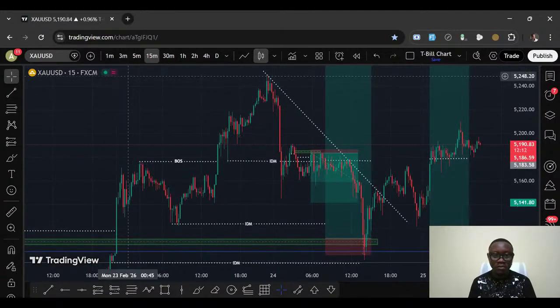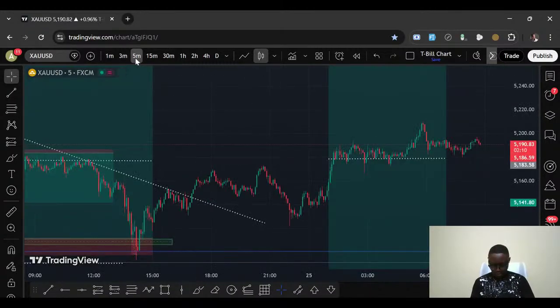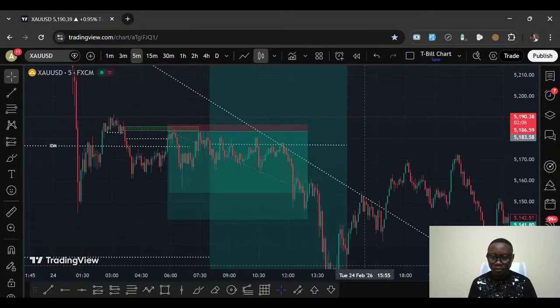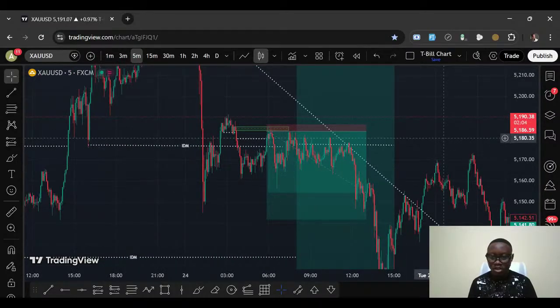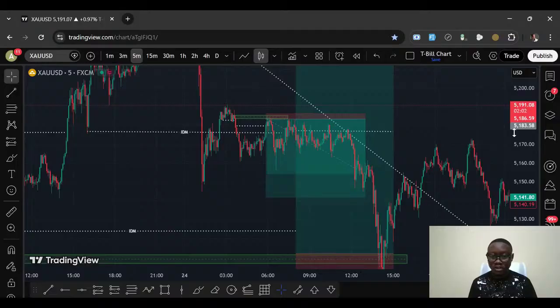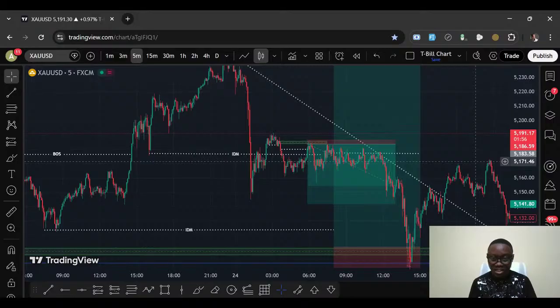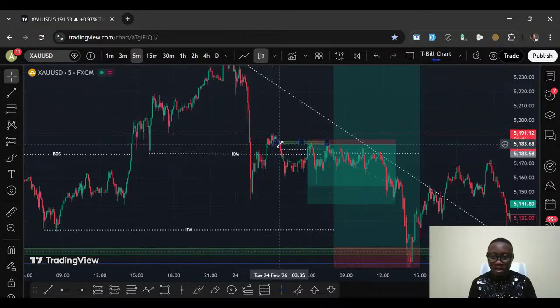If you drill down to the 5 minute time frame, again, I used the reversal concept to take this trade, which is basically market shift. So I have a market shift right here. Price was printing a series of higher highs and higher lows, and right here we got a market shift.